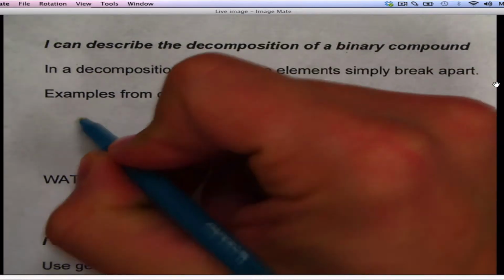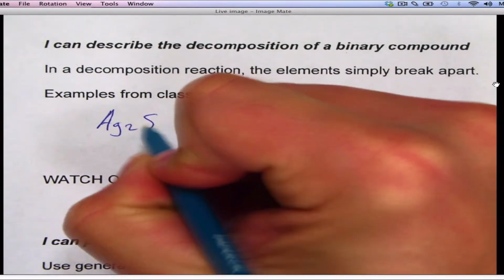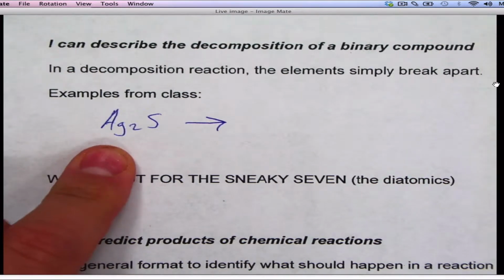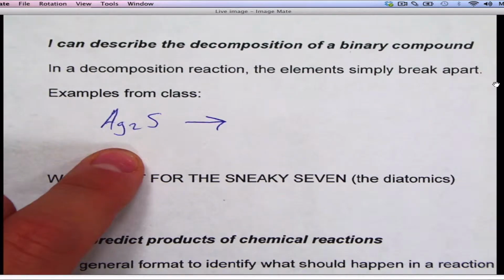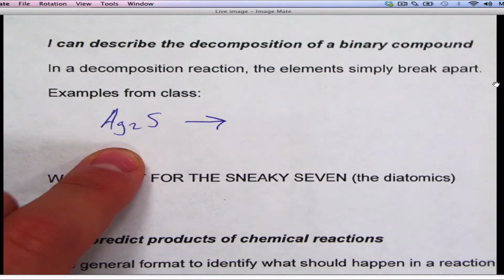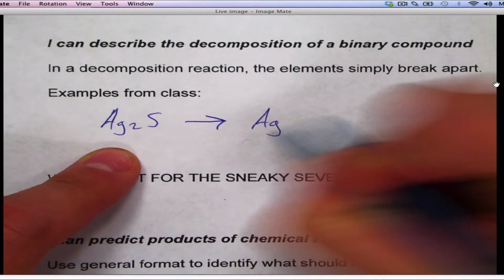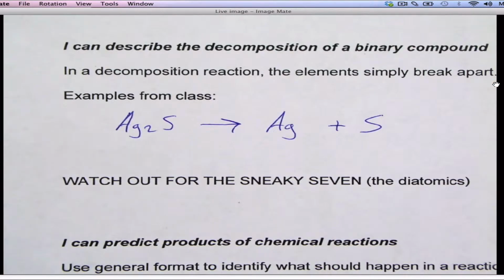Let's say I give you this. Say, here's your reactants. What's going to happen? Well, you should know right away because you have one compound. Say, hey, this looks like a decomposition reaction. And the only thing a decomposition reaction can do is break into its parts. So, in this case, you're going to break the parts into its silver and sulfur. And that's it. Not too bad, huh?